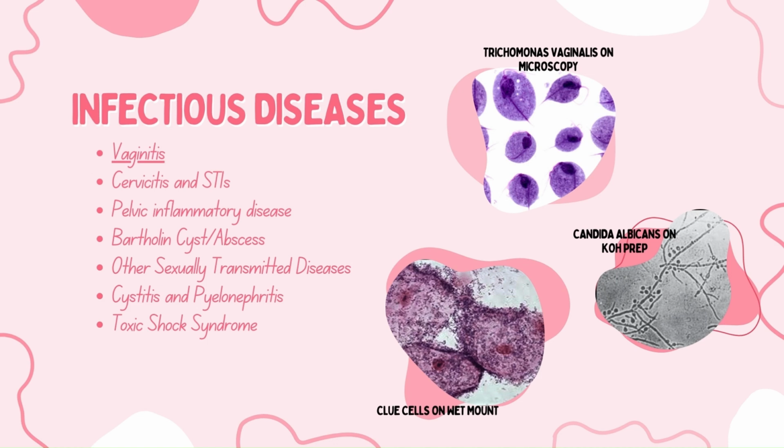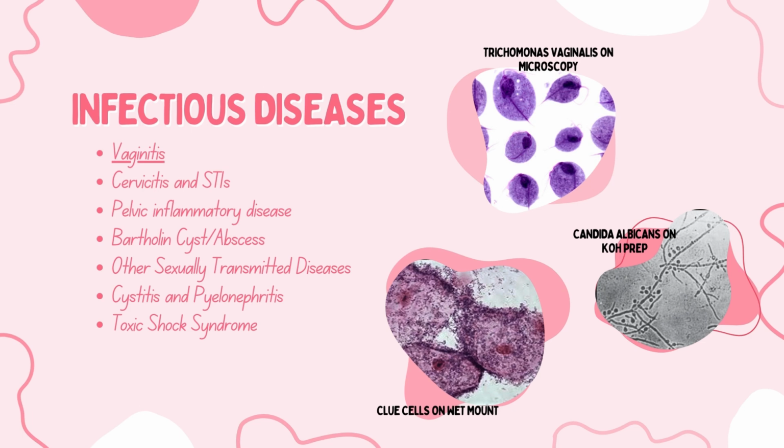Okay, so now we have reached the infectious diseases section. So let's start with vaginitis. And first, we're going to talk broadly, and then we're going to get more into the specific etiologies. So, the definition of vaginitis, it's a spectrum of conditions causing vulvovaginal symptoms such as itching, burning, irritation, or abnormal discharge. Etiologies, the most common are bacterial vaginosis, vulvovaginal candidiasis, and trichomoniasis.